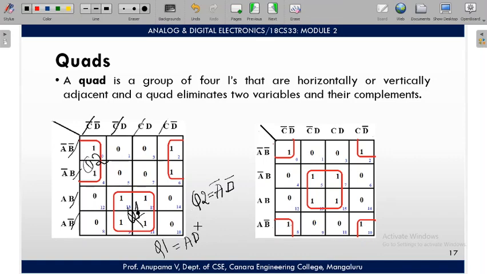So we are going to write an SOP equation. In the case of SOP, we apply the OR operation to the product terms. So AD and A bar D bar are the product terms. I can write Y is equal to AD plus A bar D bar. This is the reduced form, or simplified equation, that we get using this Karnaugh map.